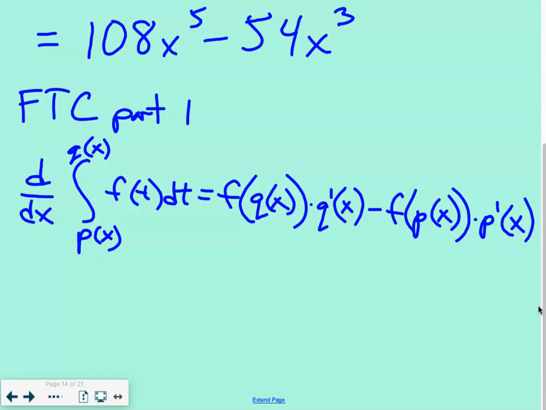I was going to ask, so you know it's FTC part 1 when there's like an exponent? When you have a derivative of an integral with variables in the limits. That's how you know. FTC part 1: derivative of an integral with variables in the limits.